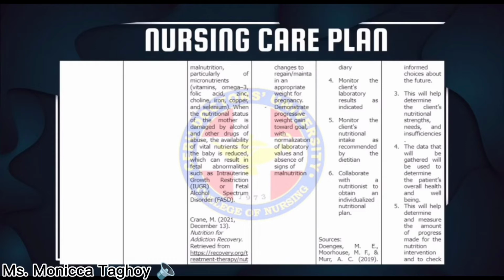Collaborating with a nutritionist is very helpful in improving and recovering by creating an individualized meal plan that is aimed to help the client get the proper nutrition they need.